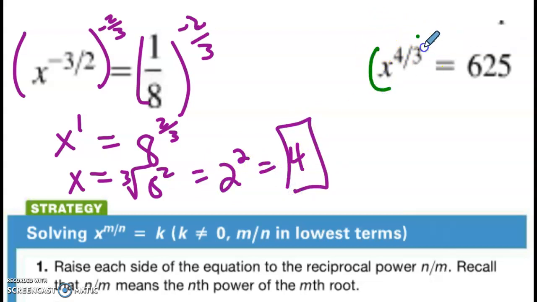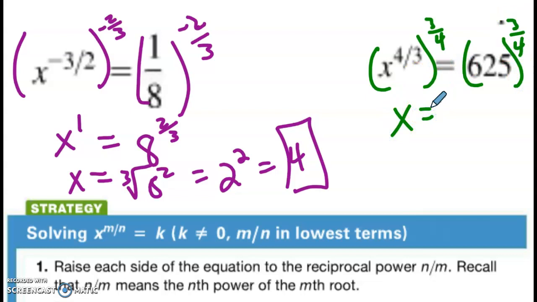Here I'm going to raise both sides to the 3/4 power, so that I have x to the first, 625 to the 3/4 power. That means it's the 4th root of 625. See what I'm doing here? Even root. Here I was taking an odd root, so I only had one answer. Here I'm taking an even root, so I better be careful.